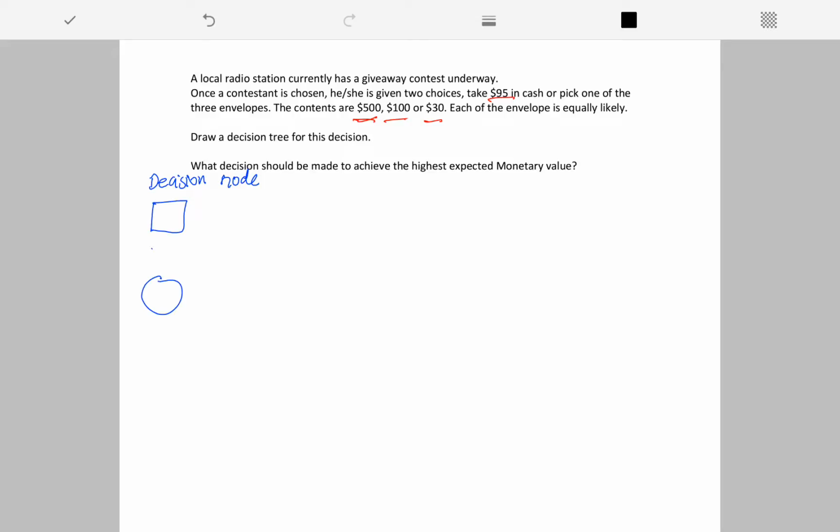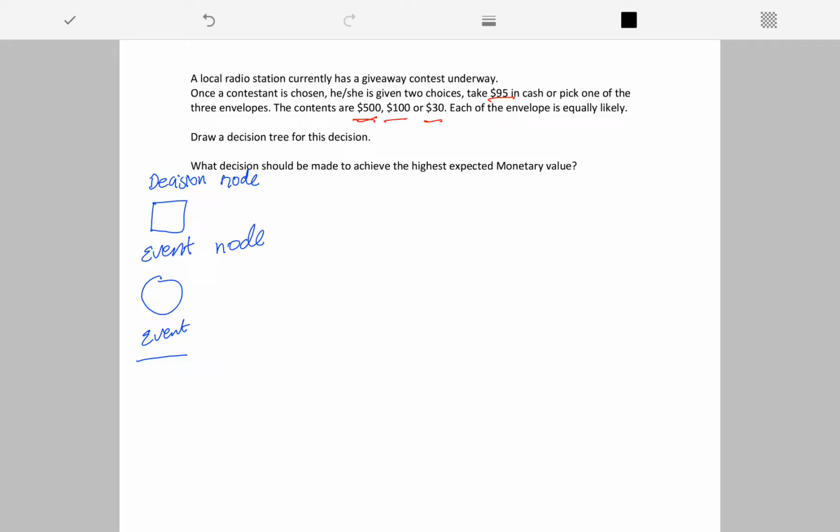This is an event node. An event happens, and the player doesn't have control. Somebody else might have control, or it's just random. Then we have these lines to show the actual events, and this is where we write the probability.